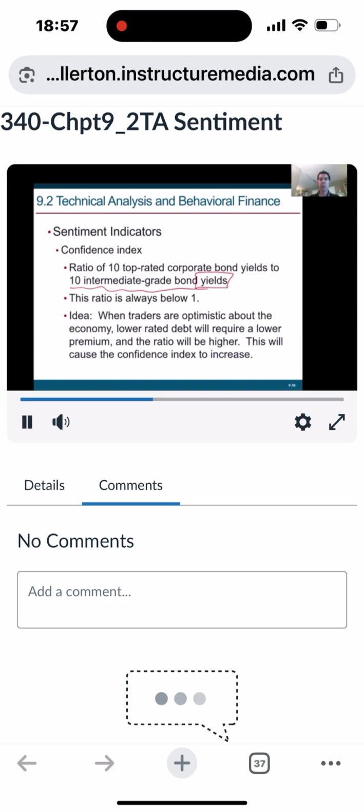Right? So what does it benchmark them against? It benchmarks them against some top-rated corporate bond yield. So there's just basically a benchmarking going on there. And this one, thankfully, goes the right direction. What do I mean by that?